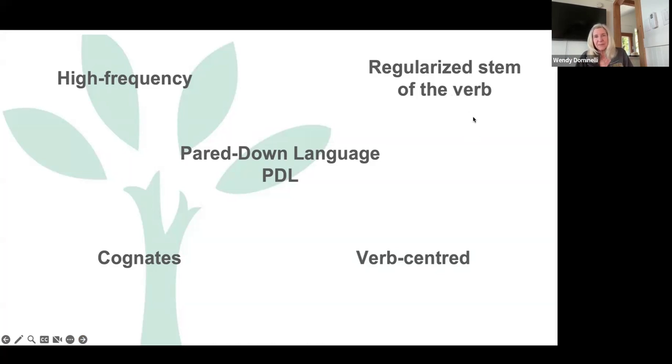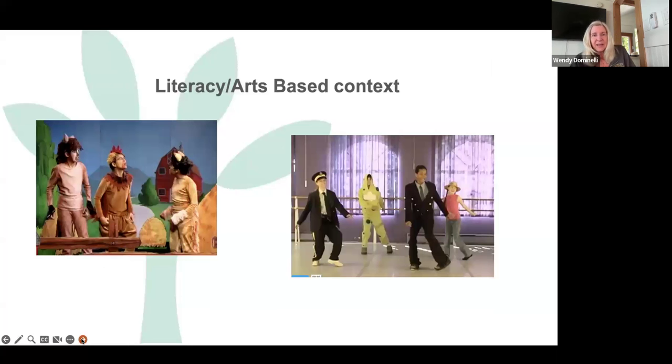participate equally. So we went over the pared down language, the fact that the words are high frequency. We choose a lot of cognates where possible. It's a very verb-centered selection of vocabulary because verbs are so important. And as so, we want to make sure they're easy to acquire. So we do regularize that stem of the verb. So as I mentioned, we create a literacy and arts-based context.